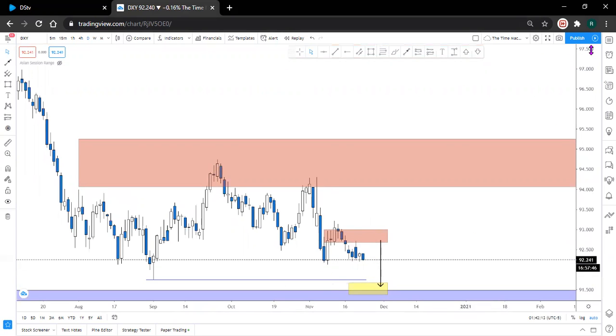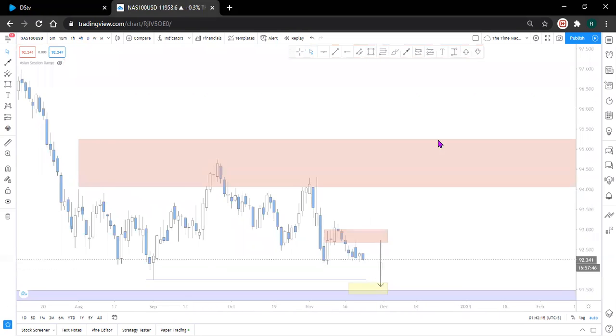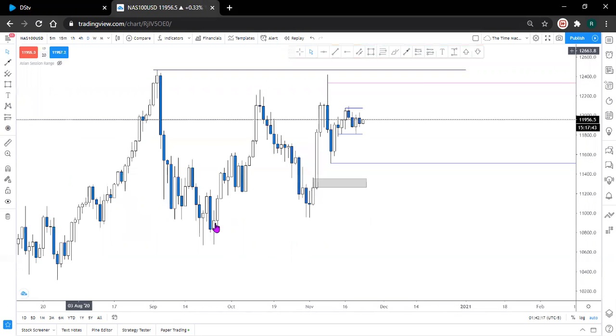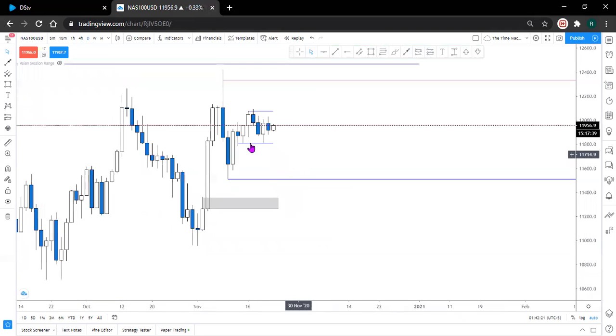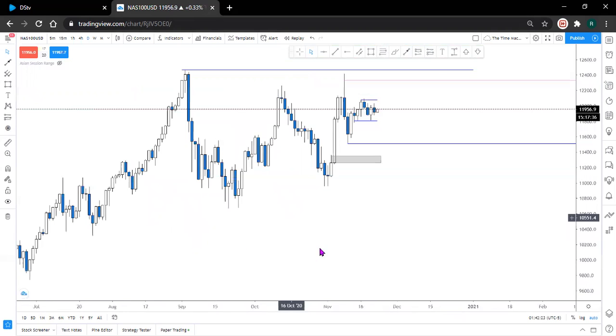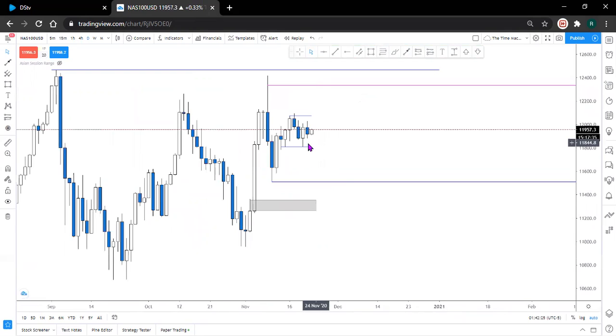And let's look at the NASDAQ. Looking at the NASDAQ, so overall still bullish on NASDAQ, right? So nothing's changed in terms of my sentiment on NASDAQ. I am still bullish, looking at price pushing back up into the top side of this market.